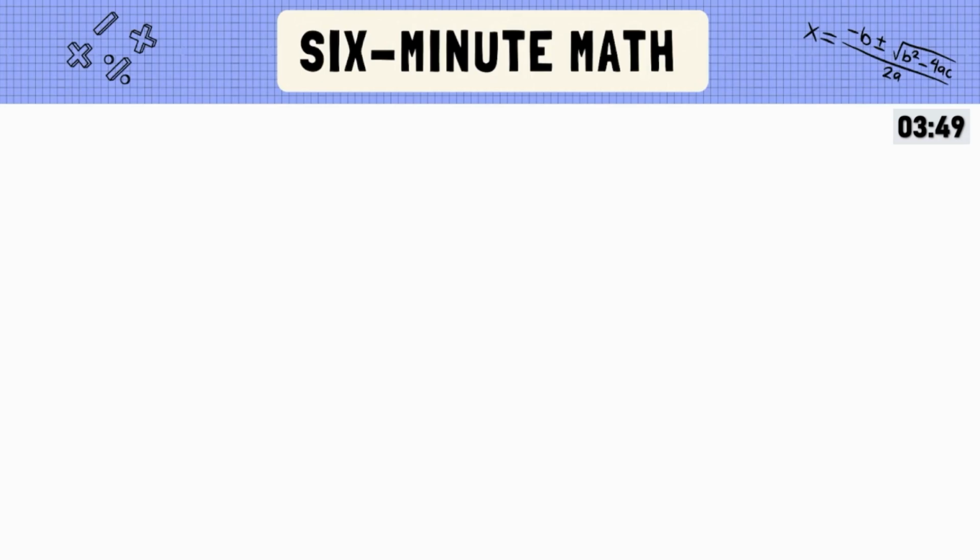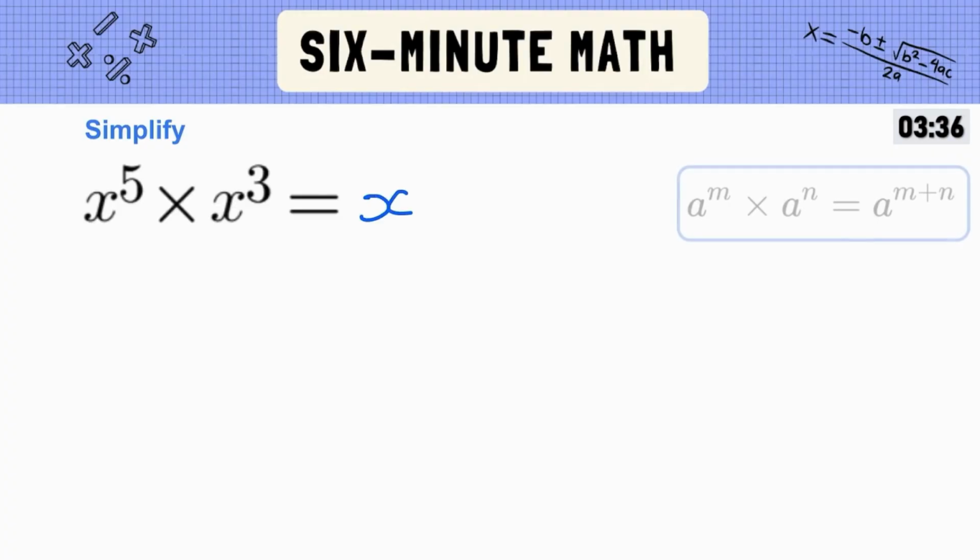How about if I were to use my product law using variables? Let's simplify x to the power of 5 times x cubed. I have a common base of x, so I would add my exponents together. 5 plus 3 is 8.